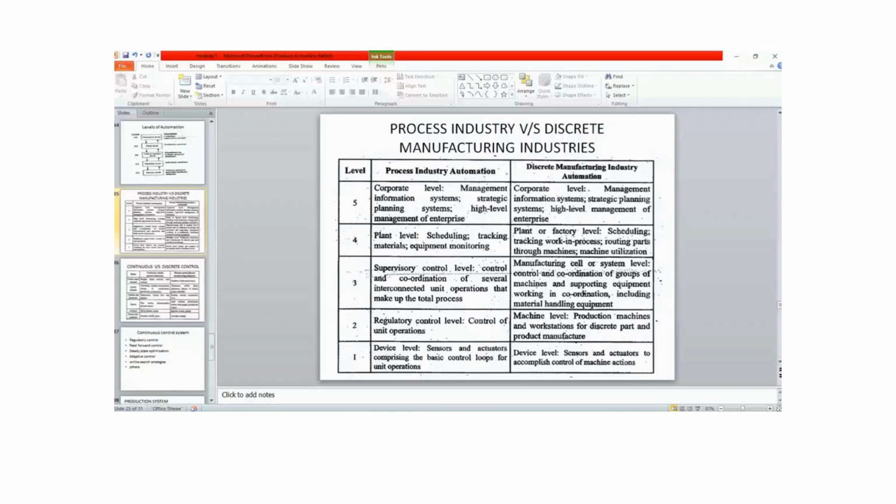Next one is continuous versus discontinuous, the same thing we discussed previously. So continuous is the process industry and discontinuous is the discrete industry, the same thing.